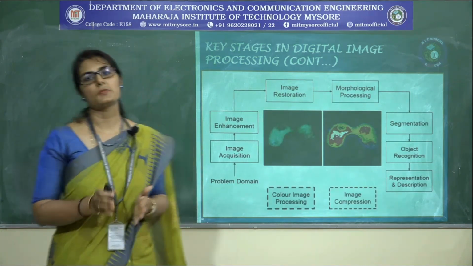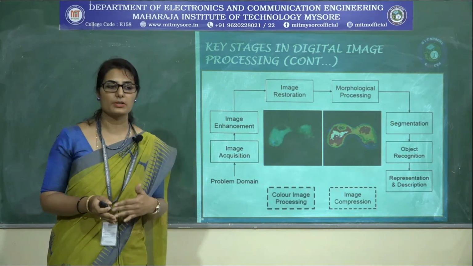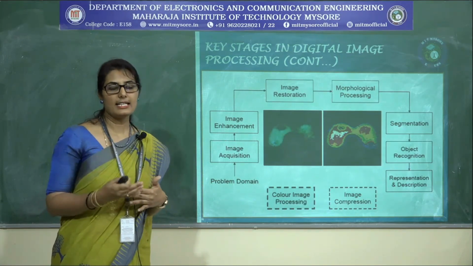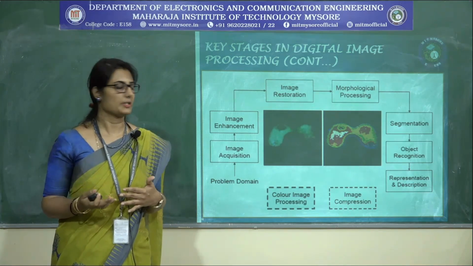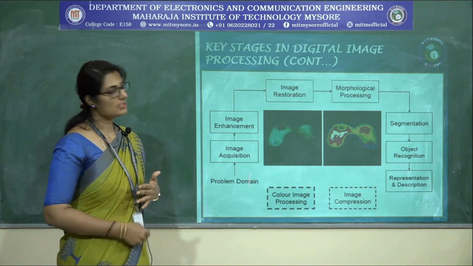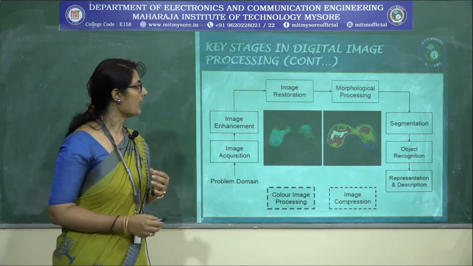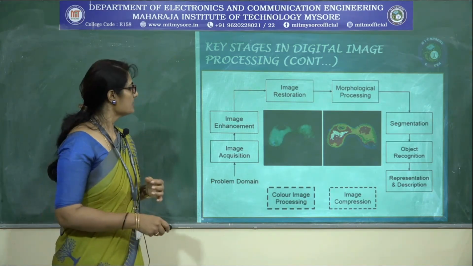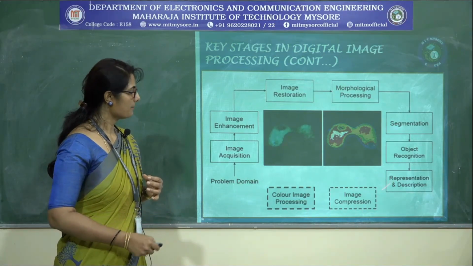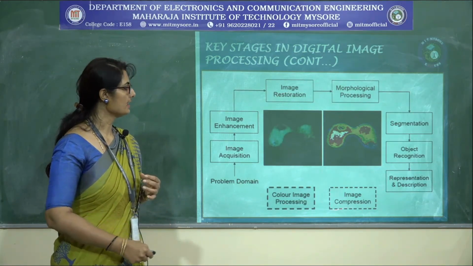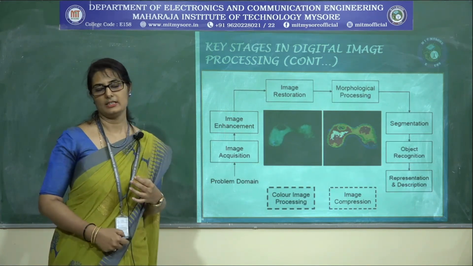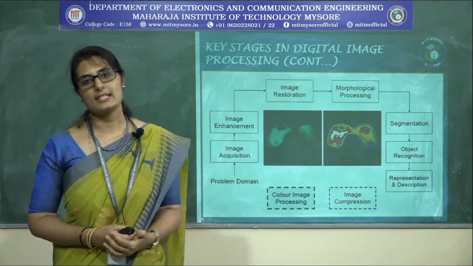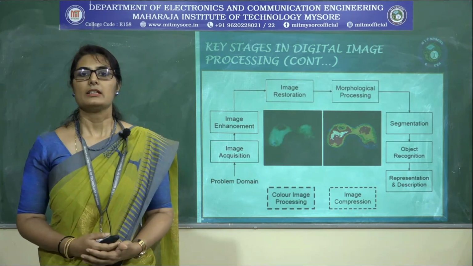Next, color image processing has gained its importance because of its significant use in digital images which are used on the internet. And color image processing is used to identify the objects present in an image. So, these are the different steps which are involved in digital image processing. So, this is all about the fundamental steps involved in digital image processing.